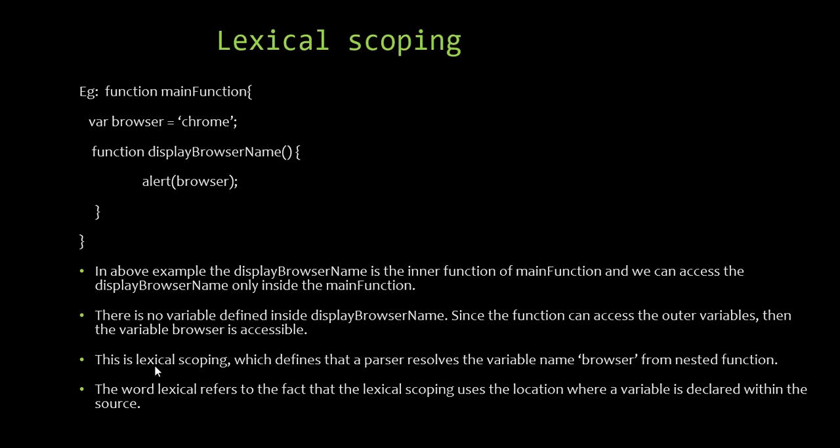And this is called lexical scoping, which defines how a parser resolves a variable name, for example browser, from the nested function. And the word lexical refers to the fact that lexical scoping uses the location where a variable is declared within the source.